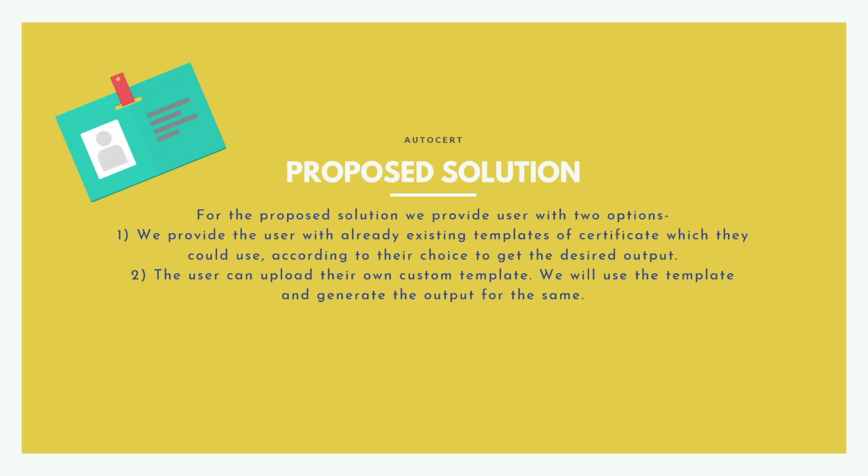users two options. We provide the user with an already existing template which we have designed, which they could use and enter the details. They can give us a CSV or an Excel file which contains the details of the certificate holders and the other details, or they can give their own templates or their own partially filled certificates, and we will locate the desired locations where the details have to be filled and do the same.